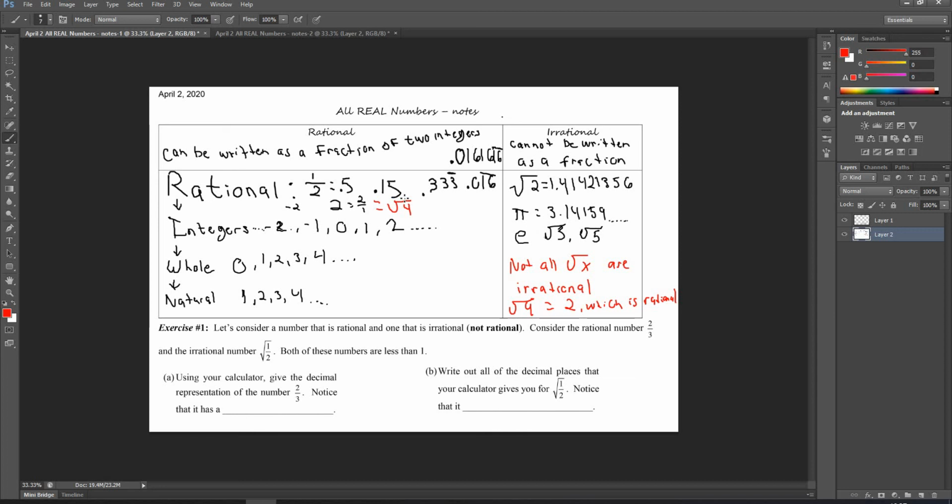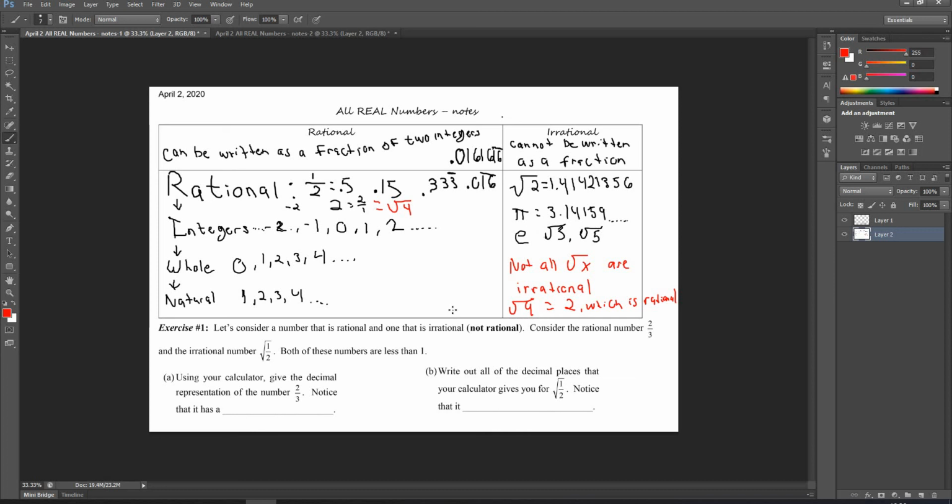Okay, so with that in mind, we can move on a little bit. So for exercise 1, we consider a number that is rational and one that is irrational. So the rational number is 2/3. The irrational number is a half. We have both of the numbers as less than 1.